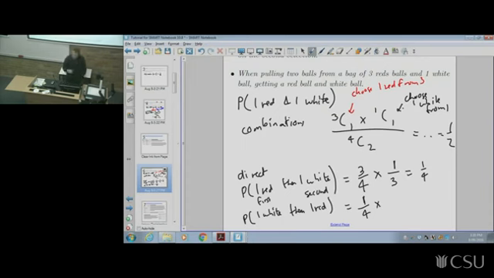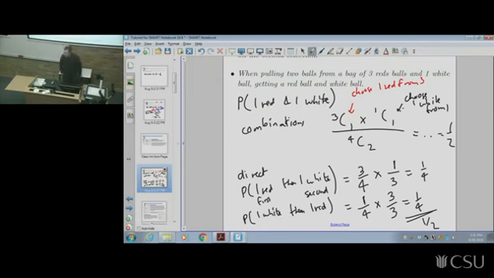Multiply by, after you've taken that 1 white out, you'll pick a red. So how many red balls are there to choose from? That's 3. So there's 3 of them out of 3, so 1. It'll just be 1/4 again. Add them together. And if you add them together, that would give you the total number of ways of getting a red and a white, which gives you a half. So that's the direct approach.